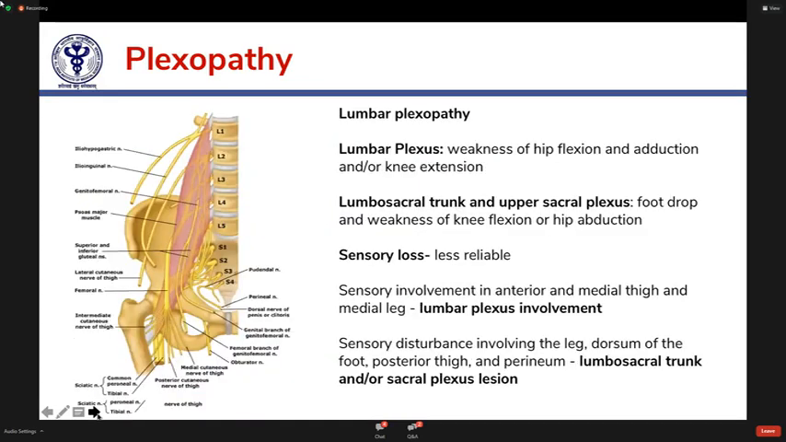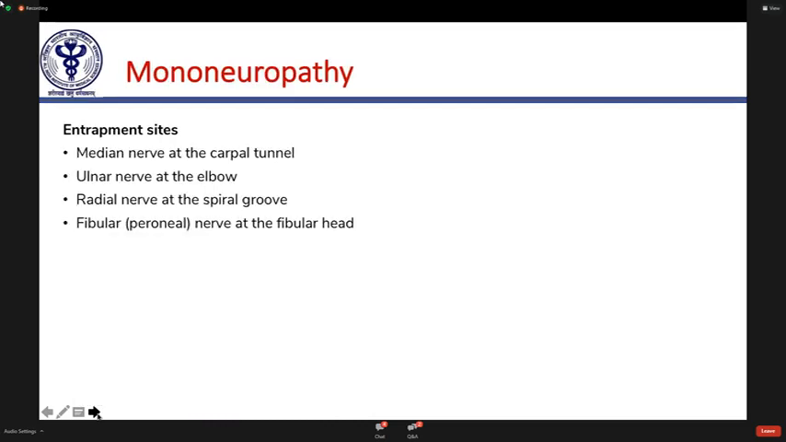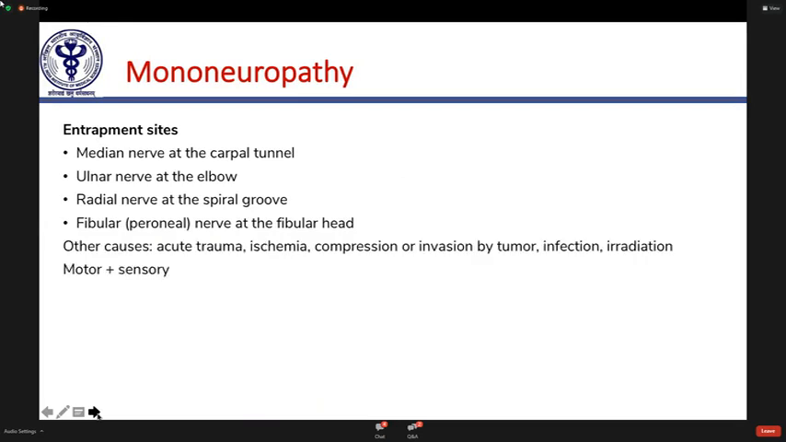Again, the lumbar plexopathy, I will just skip it because we have a lot of things to cover. Mononeuropathy: look at the entrapment sites, the median nerve at the carpal tunnel, the ulnar nerve at the elbow, the radial nerve at the spiral groove, and the fibular nerve. So these are the common sites where you can see an entrapment mononeuropathy. Other causes of mononeuropathies are trauma, ischemia, compression by a tumor, infection, and radiation.